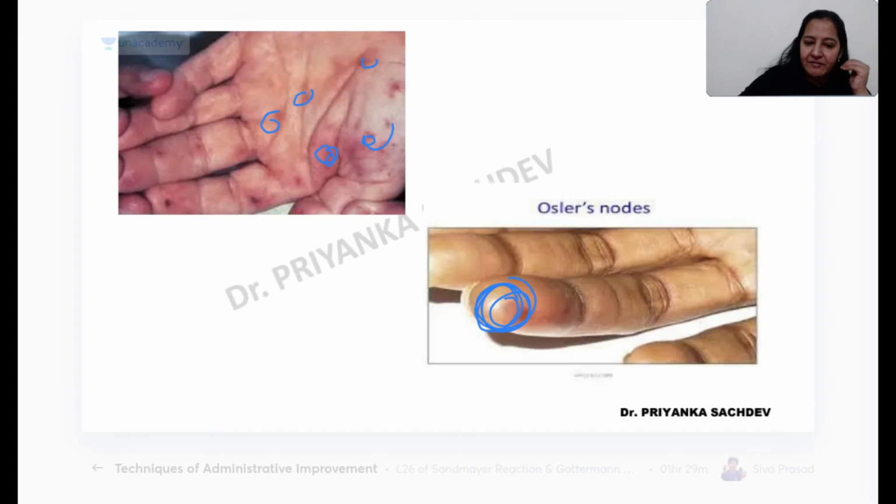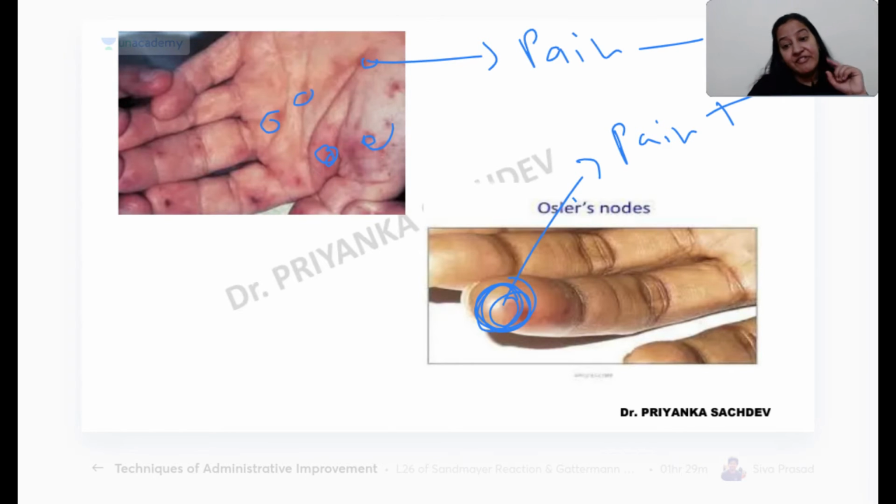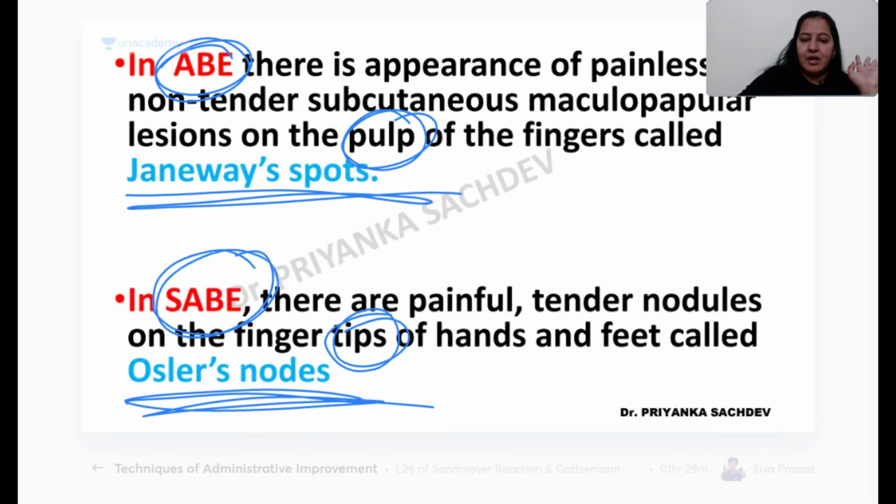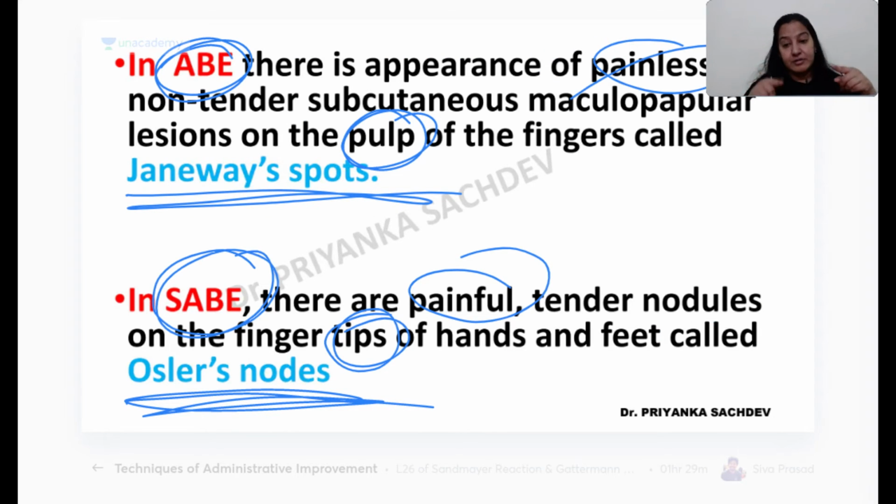And this one is painful. Pain is present. And this one is painless. Janeway is painless. Pain is absent. So which is painful and which is painless, you have to learn it. So make a table of it: Osler, Janeway, SABE, ABE. This is present at the tip. This is present at the pulp.